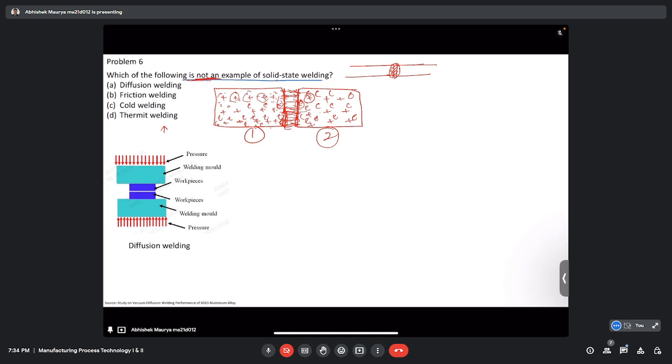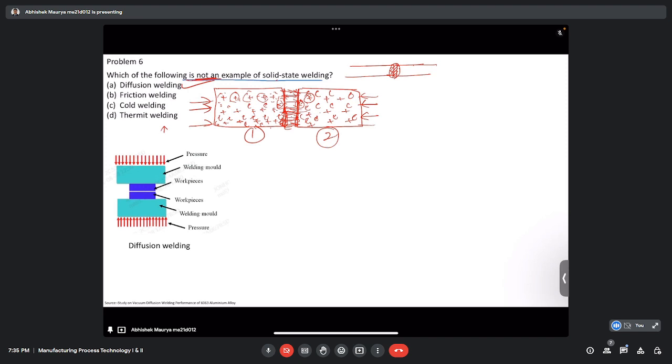So this kind of process is also used for joining two metals. In order to bring them together, we apply a large force so that both surfaces come closer, and at the same time we increase the temperature so that the atomic exchange because of diffusion becomes faster and they get joined. That is called diffusion bonding.